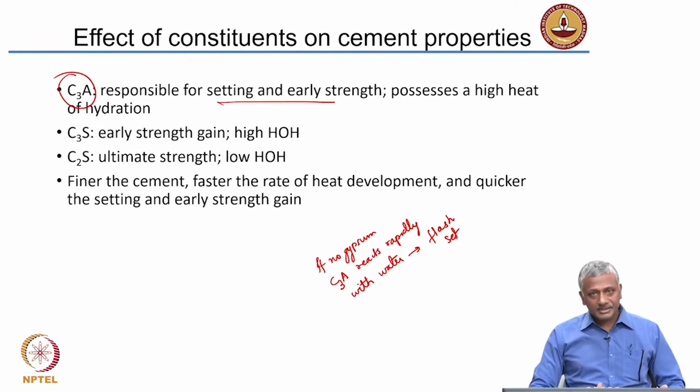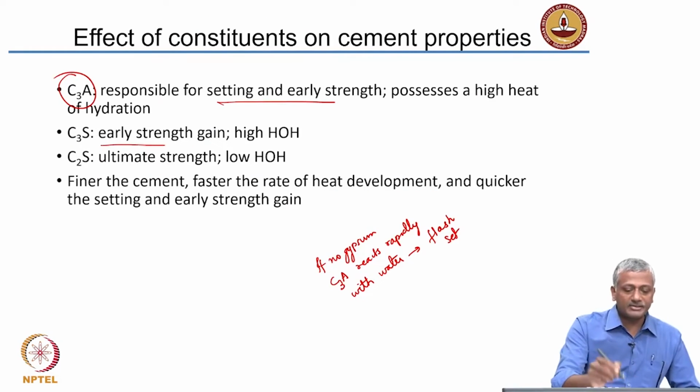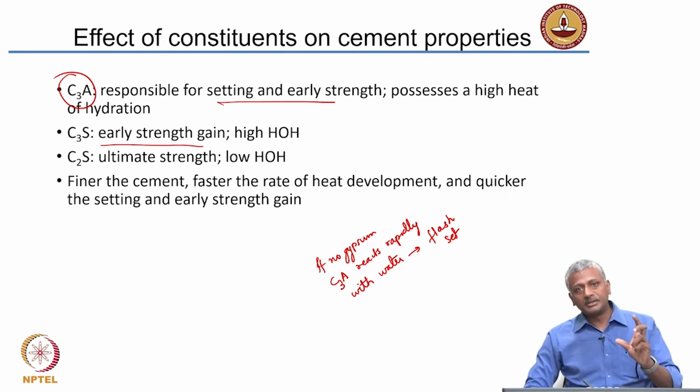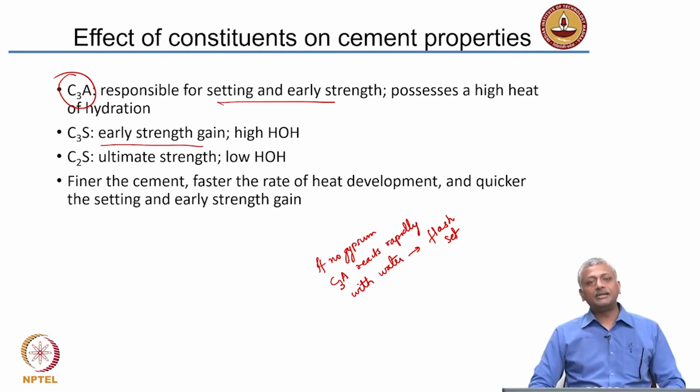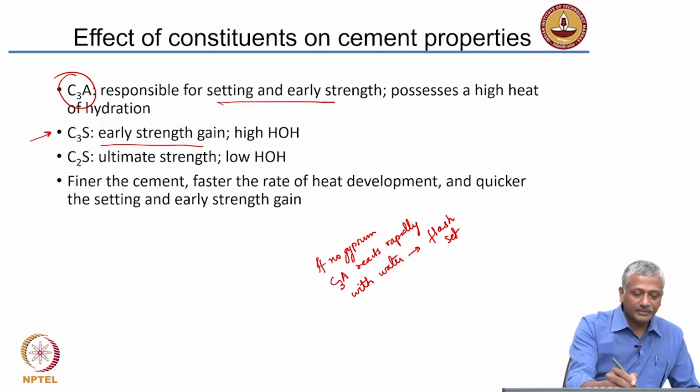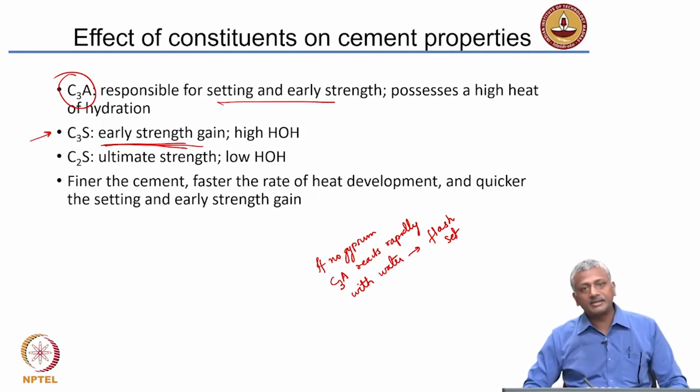So, C3S also is responsible for early strength gain. That is why we want more of it, so that we can gain strength early. Most modern construction projects, we want to finish fast and go to the next stage. So, for the concrete to be able to gain strength fast, the cement should also be rapidly strength gaining. So, here the compound that is primarily responsible for the high early strength of the cement is C3S. So, if you want early strength gain in cement, you want a cement with a high C3S content.